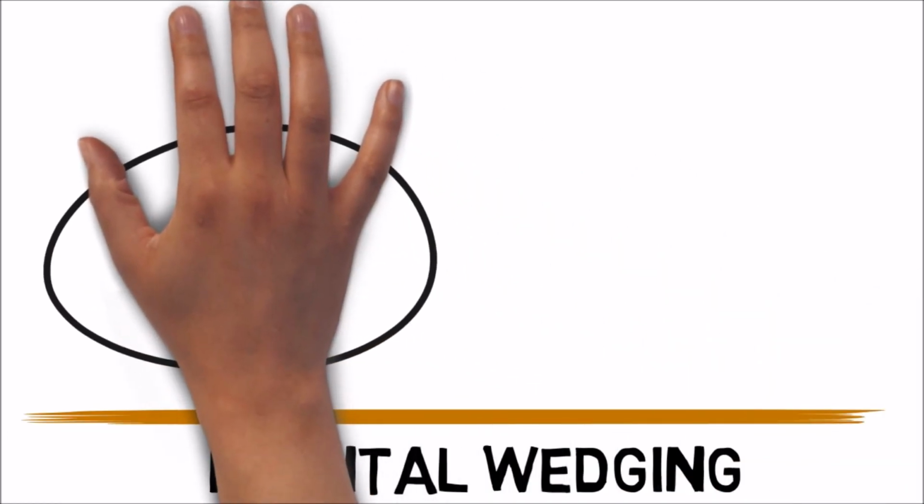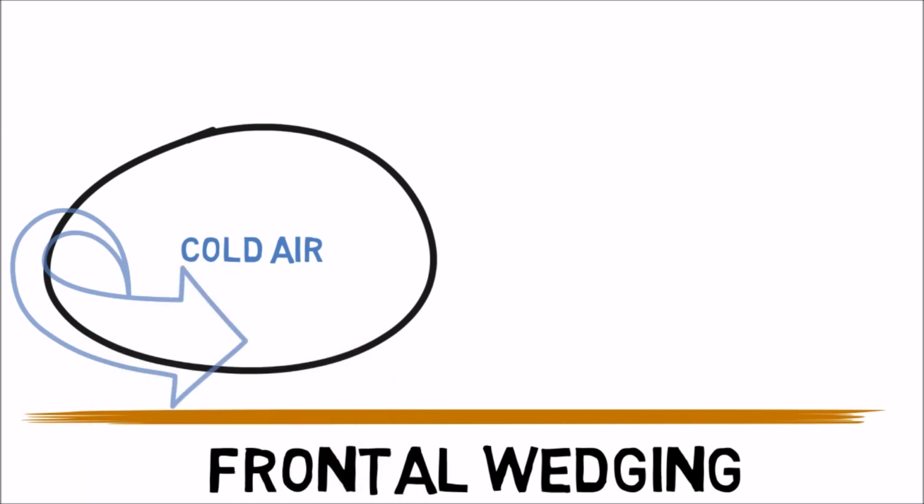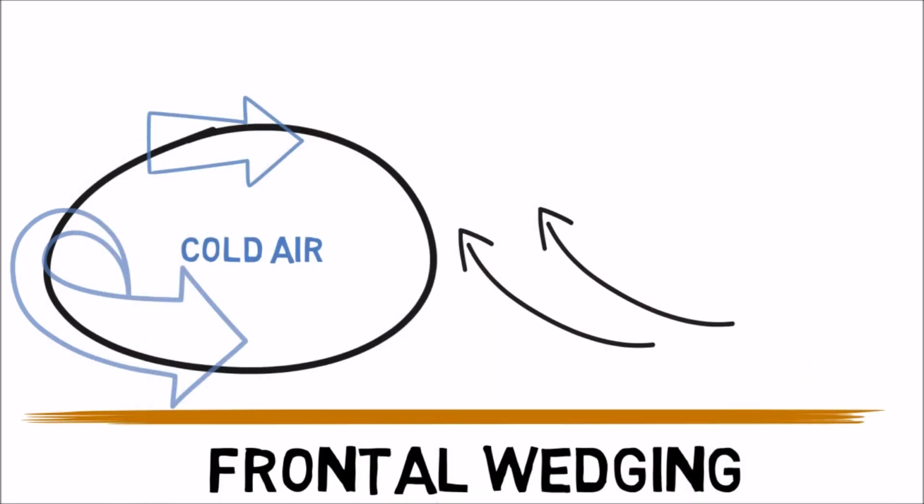Frontal wedging occurs when cold air meets warm air. The warm air will be forced up. There are two types of fronts, which are the cold front and the warm front. In the case of a cold front, a colder, denser air mass lifts the warm, moist air ahead of it.